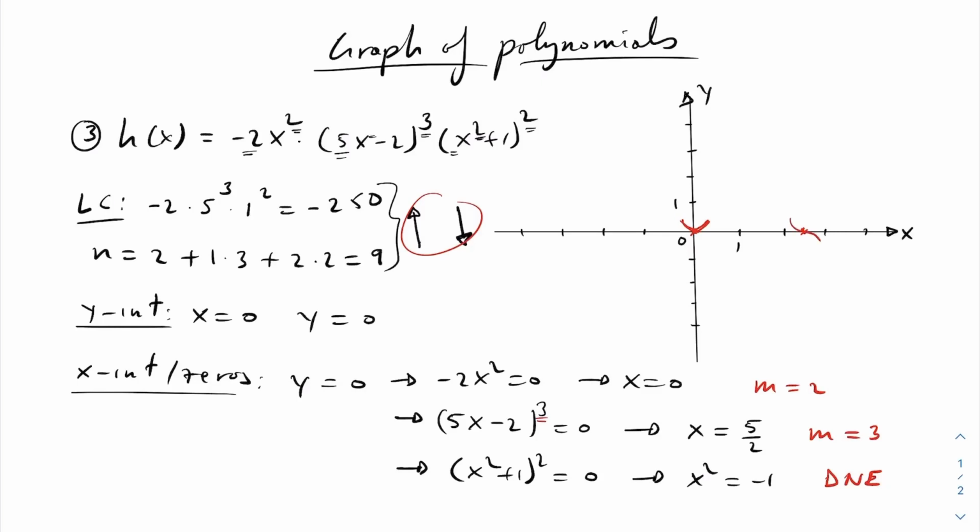And so once I have these things done, I can go ahead and connect all these points, keeping in mind the end behavior and the behavior at the zeros. And so I'm going to have a graph that looks like this. And that would be done. Also, keep in mind that in this case, our maximum number of turning points is going to be 9 minus 1, which is 8. And as you can see here, we do not have more than 8 turning points. So that's good too. All right, so we are done here.